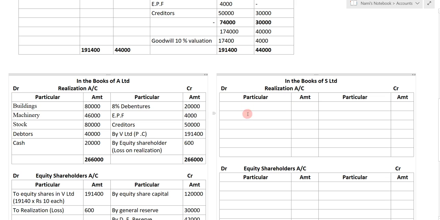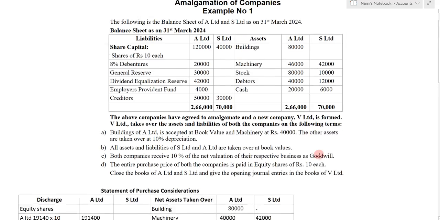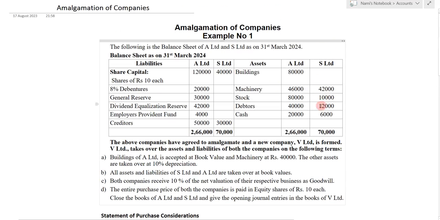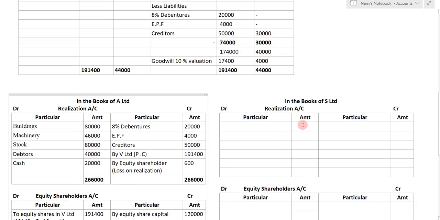In the realization account, we have to write in the debit side all the assets of S Limited and all the liabilities of S Limited in the credit side. Okay. So realization account, assets of S Limited: machinery, stock, debtors and cash. The value should be at the book value. Write in the debit side, to sundry assets, machinery. Machinery is how much? 42,000.